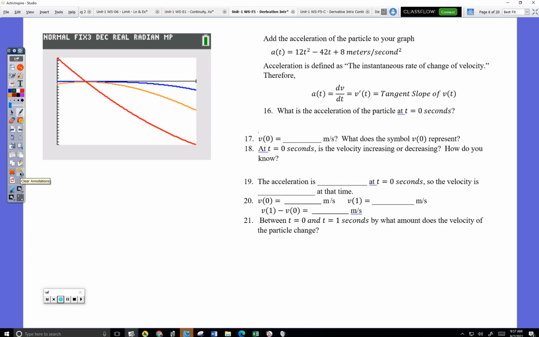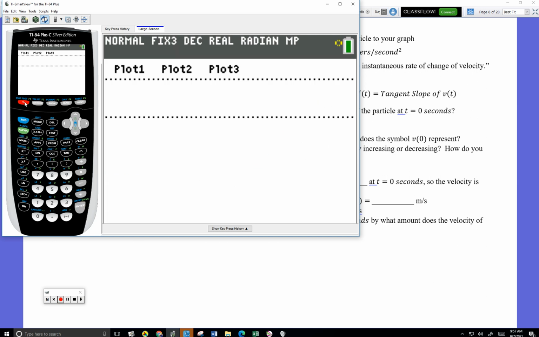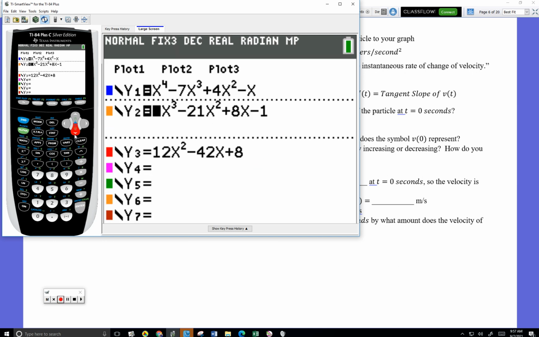So now they want you to turn the acceleration back on. And so just go to y equals. Turn it on and zoom fit.